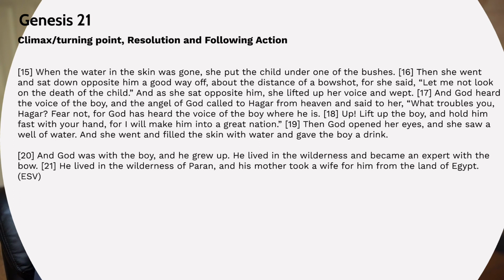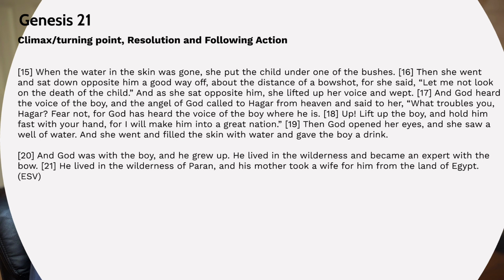We didn't know, was he going to die there in the wilderness? Was Hagar going to die right along with him? We didn't know what was going to happen, but here in verse 17, God intervenes, and there's a turning point, and there's resolution at that point as well. And then the following action is verse 20, "And God was with the boy, and he grew up." This is the end of the story. He lived in the wilderness, became an expert with the bow. He lived in the wilderness of Paran, and his mother took a wife for him from the land of Egypt.